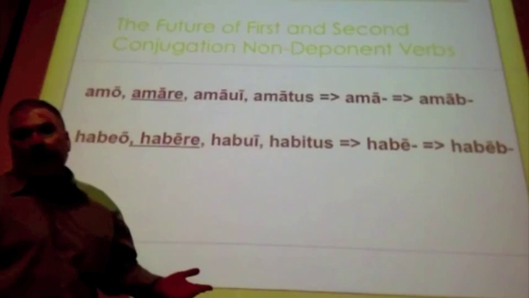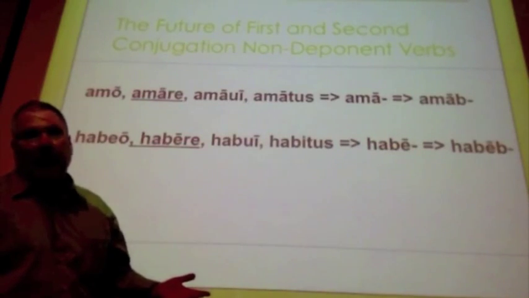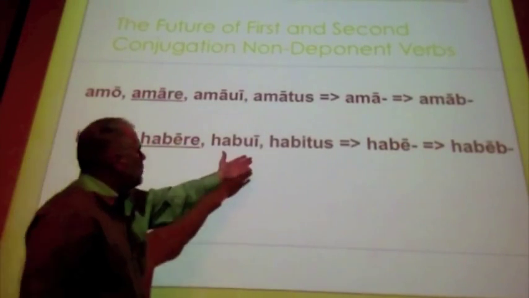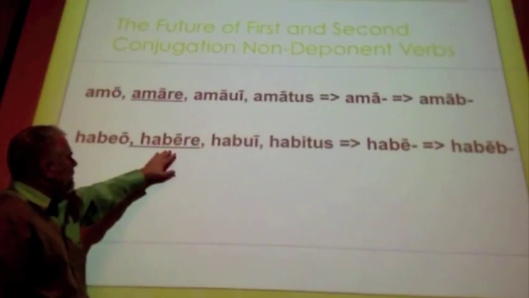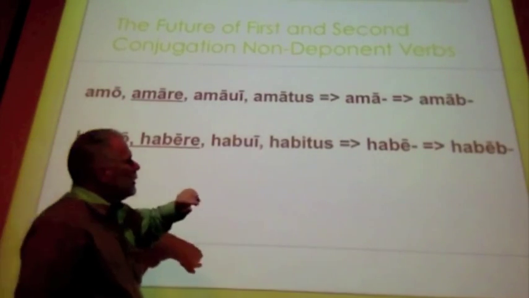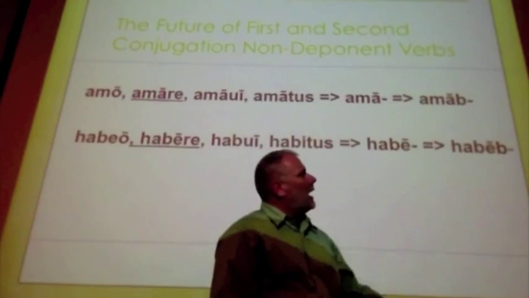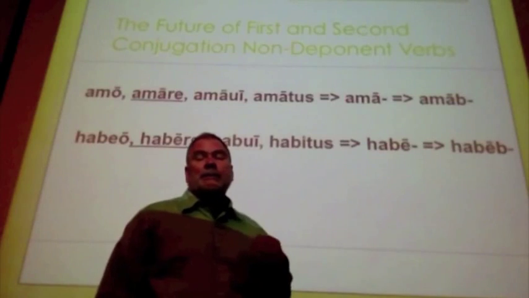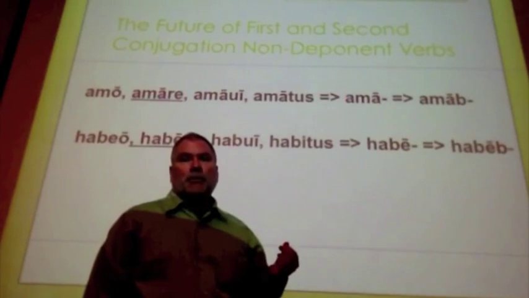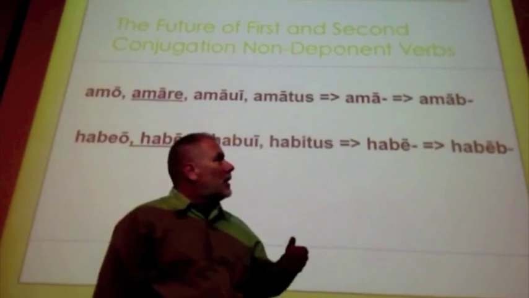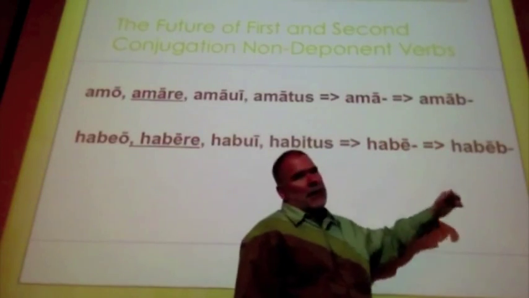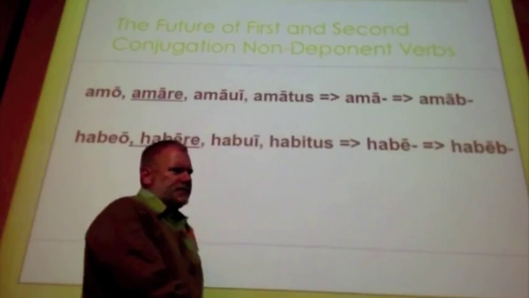We do the same thing for second conjugation verbs like habeo, habere, habui, habitus. We take the infinitive habere, we remove the re, we get habe, and then we add the b, habeb. And that's how we get the stem for the future of the first 2 conjugations: amab and habeb in the case of these 2 verbs.